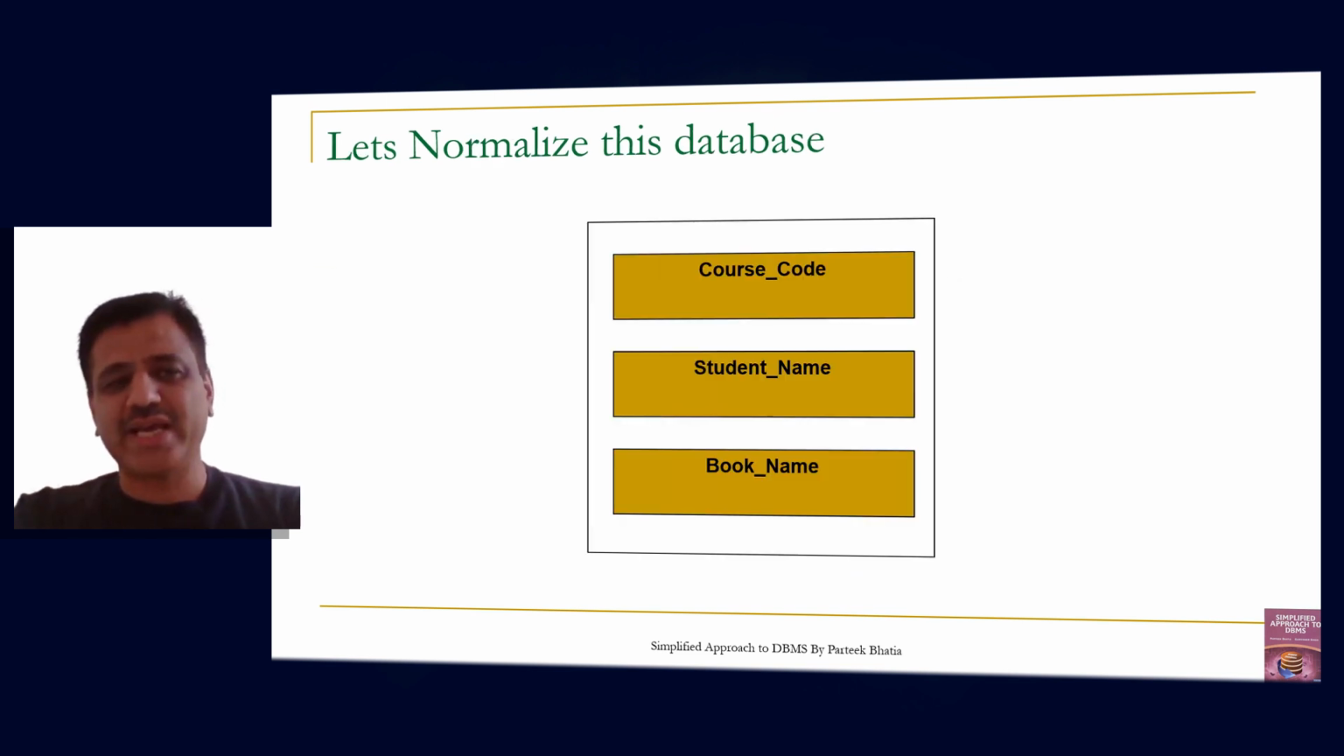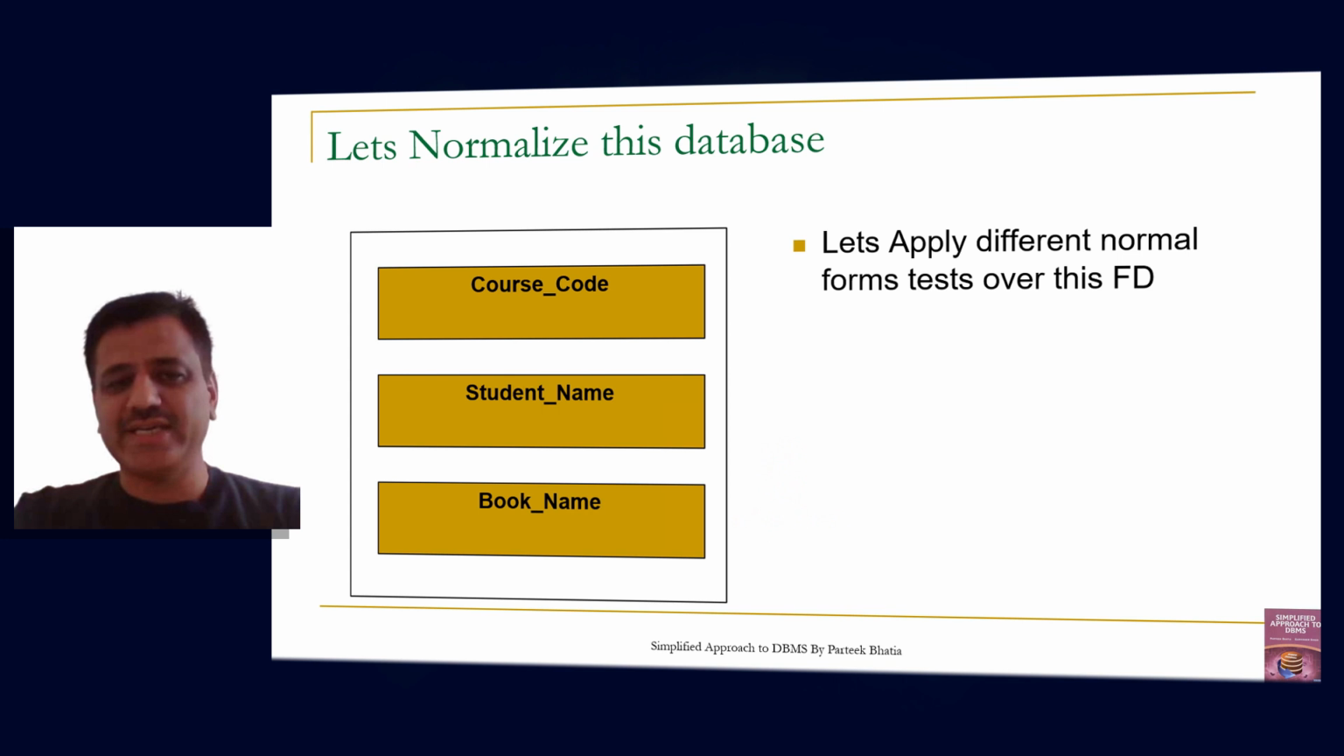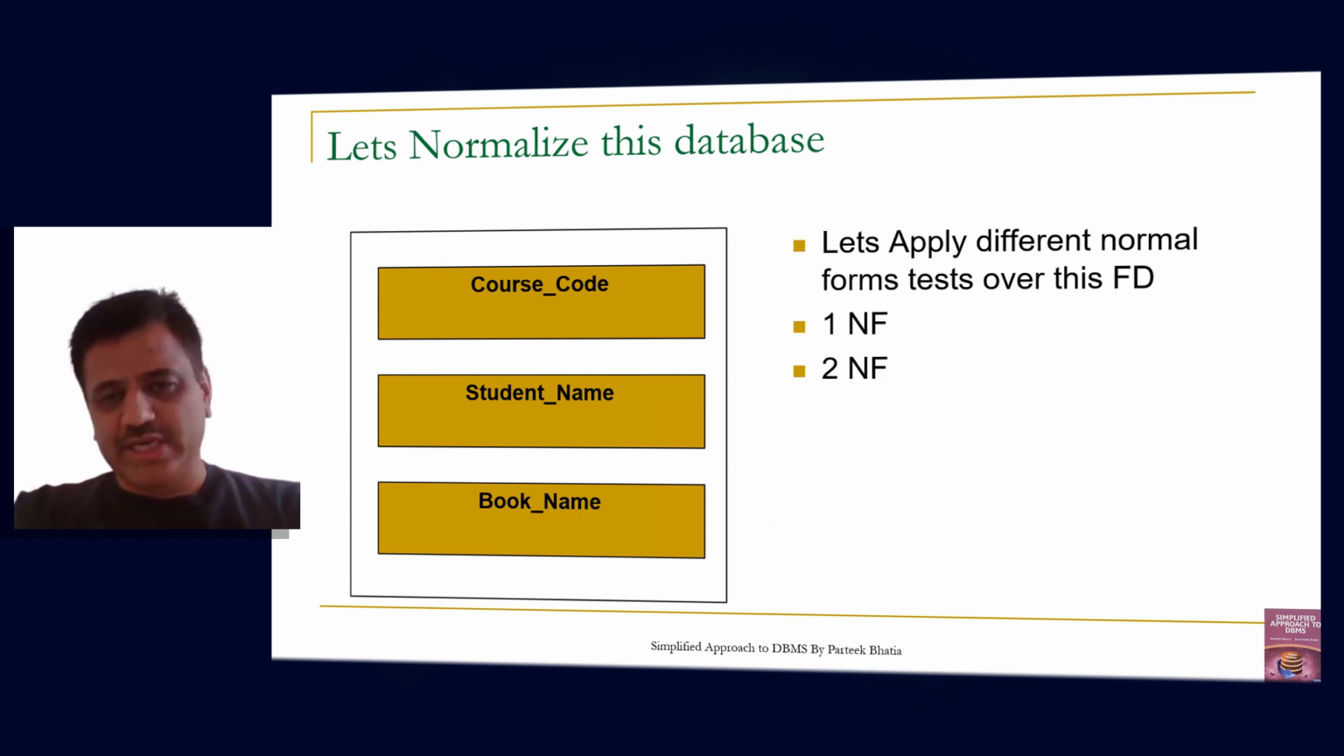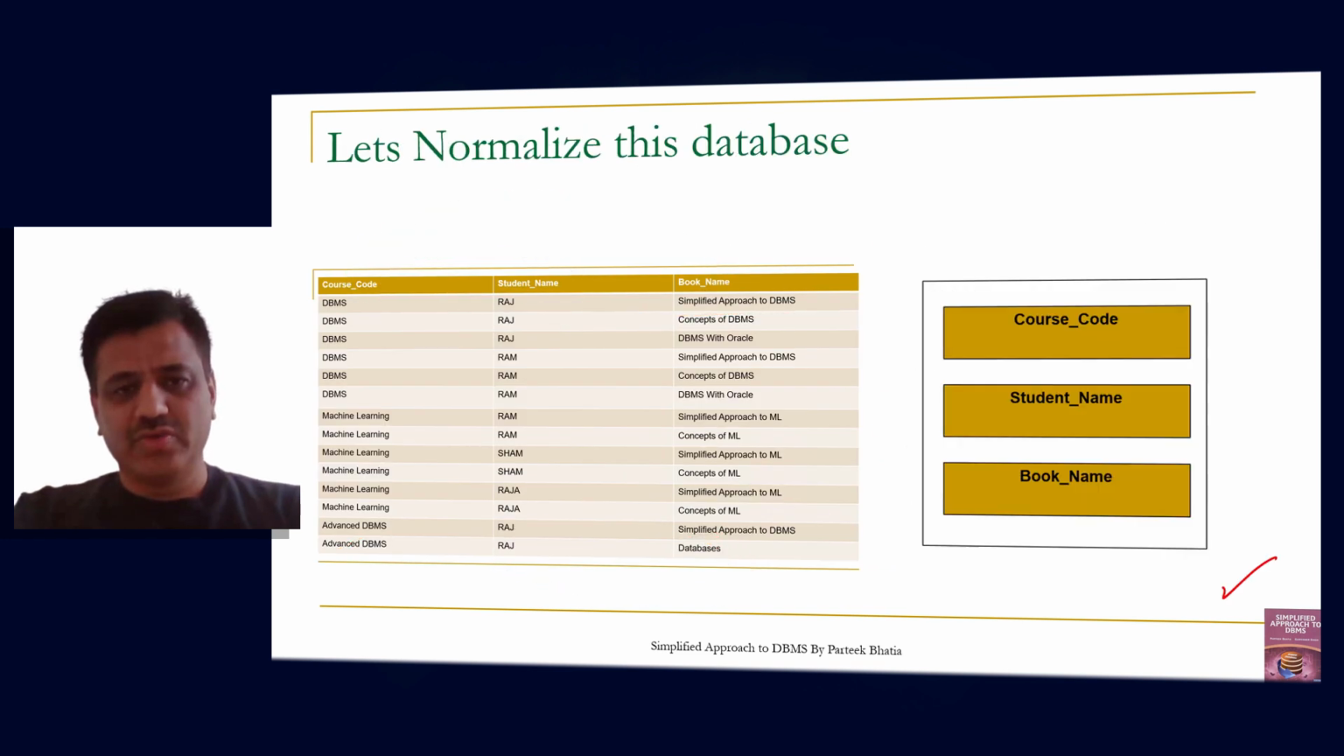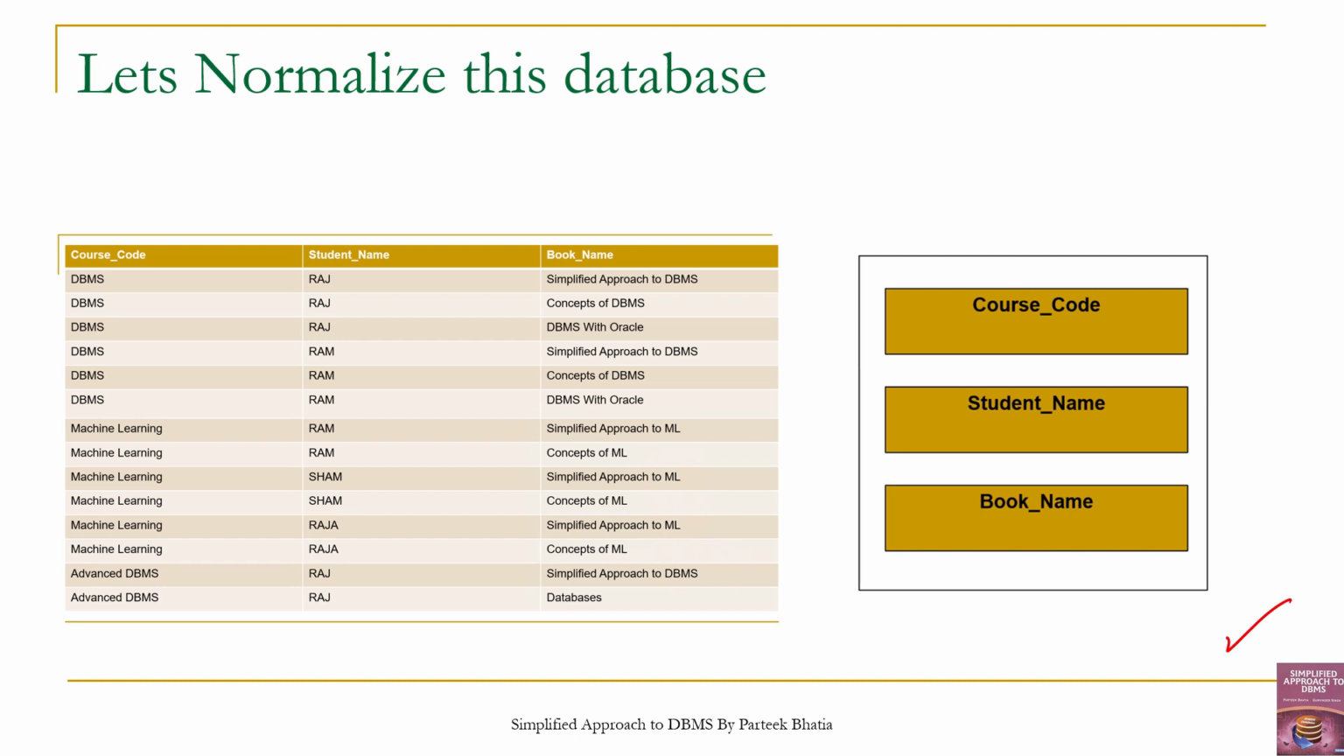Now, let's apply first, second, and third normal form over this database. We already discussed that we normalize this database according to first normal form. Now let's apply second normal form. In second normal form, we have two rules. The first rule is that a relation is in second normal form if it is in first normal form. We know that this table is already in first normal form. And the second rule is that every non-key attribute should be fully functionally dependent on the primary key. Since there is no non-key attribute, this database is normalized according to second normal form.